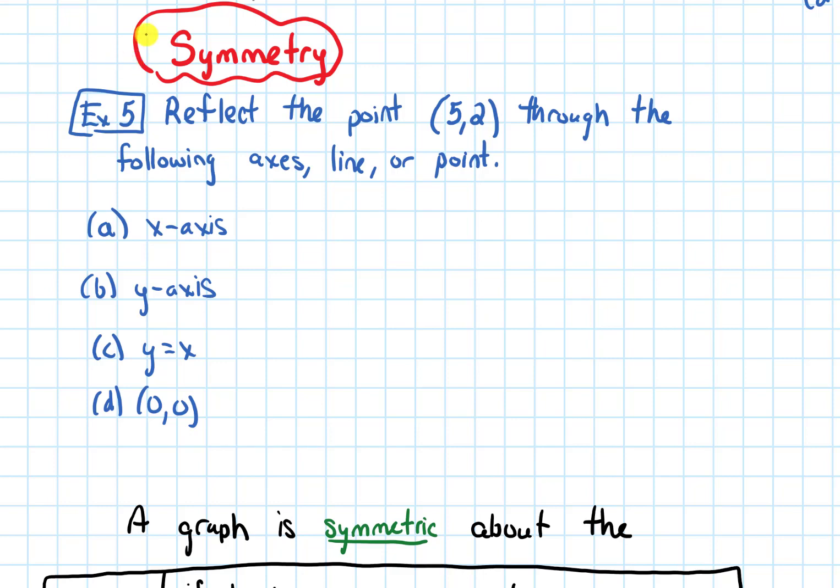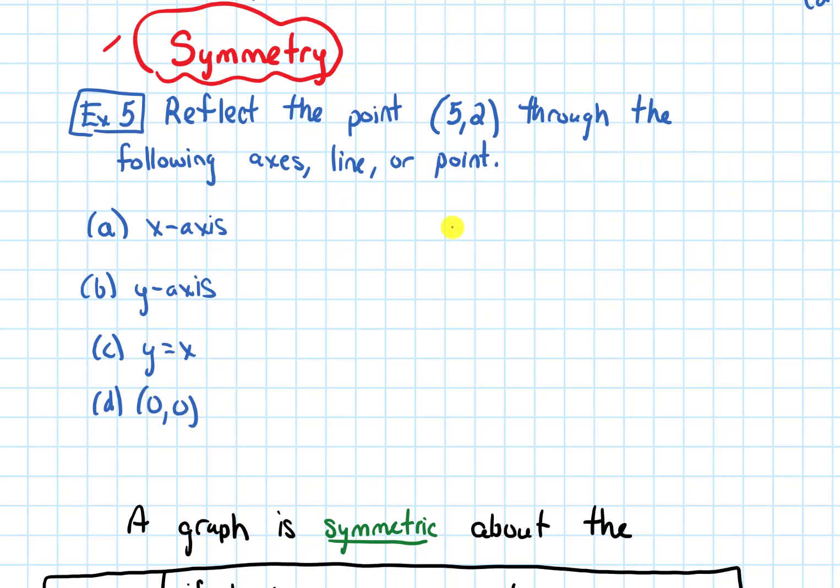In this video, we'll talk about symmetry. So I want to get started with an example. Let's say that we want to reflect the point (5, 2) through the following axes, line, or point. In A, we'll reflect it across the x-axis, and then across the y-axis, then the line y equals x, and then finally reflect it through (0, 0), the origin.